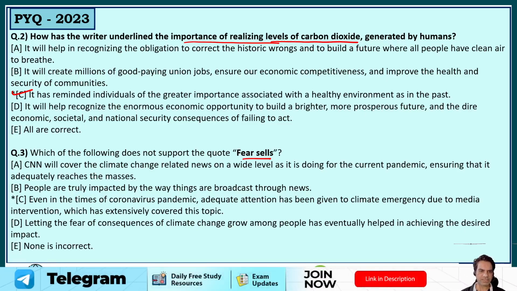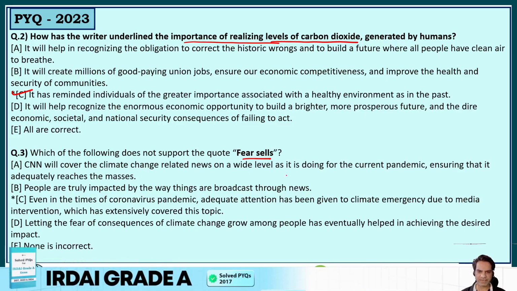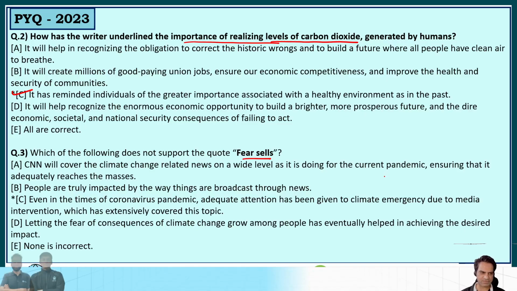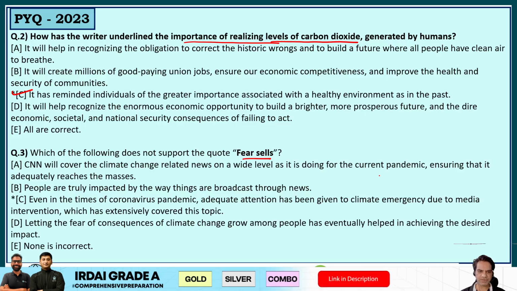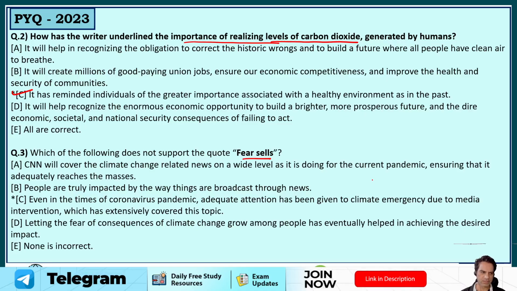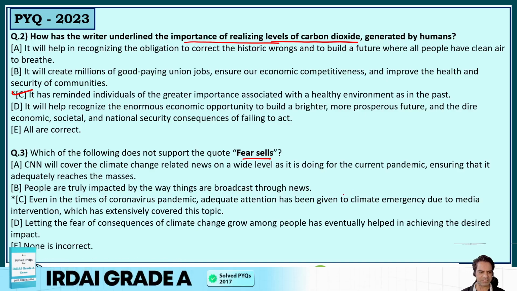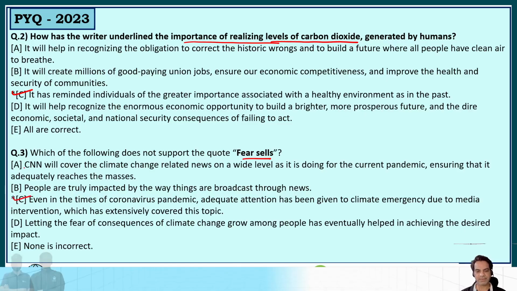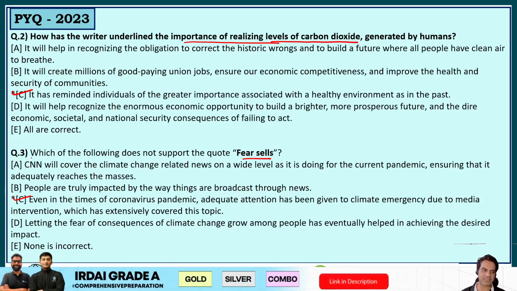Now, which of the following does not support the quote fear sells? CNN will cover climate change related news on a wide level as it is doing for the current pandemic? Yes. People are truly impacted by the way things are broadcast through news? Yes. Fear mongering. Even in times of the coronavirus pandemic, adequate attention has been given to climate emergency due to media intervention? No. Letting the fear of consequences of climate change grow among people has eventually helped in achieving the desired impact. So this is also correct. So which does not support? Option C does not support that even during the pandemic, the attention has been given. No, it has not been.